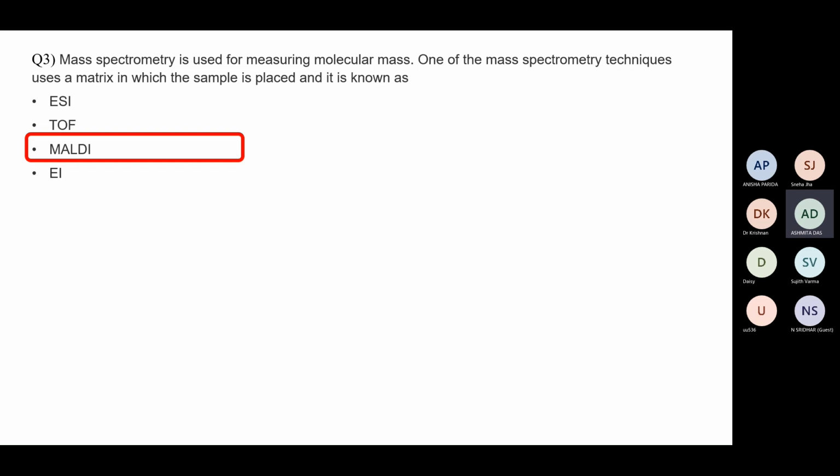So MALDI is which process? Is it an ionization technique or a detector, or which process? Ionization. Okay. And does anyone have any different answer?